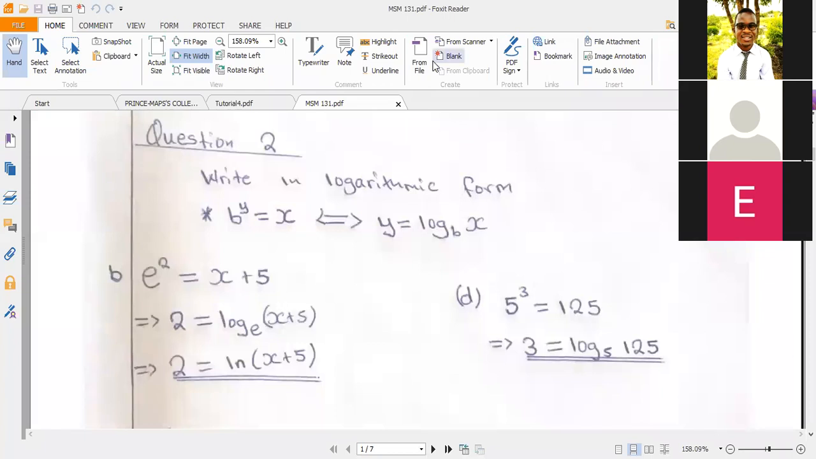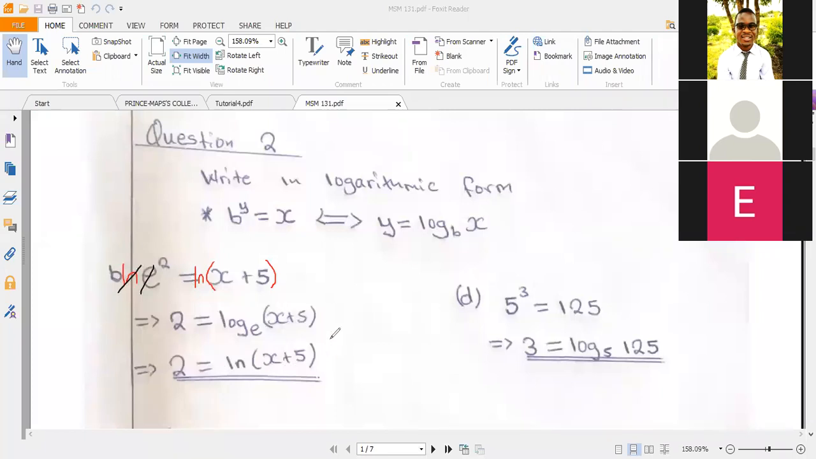Alternatively, this question can be solved in this form. So we can introduce ln on both sides. If you introduce ln here and introduce ln there, put this in brackets. So you'll notice that this ln will cancel with the e. And then you remain with this ln, and here you will remain with a 2, and it will be equal to ln of x plus 5.